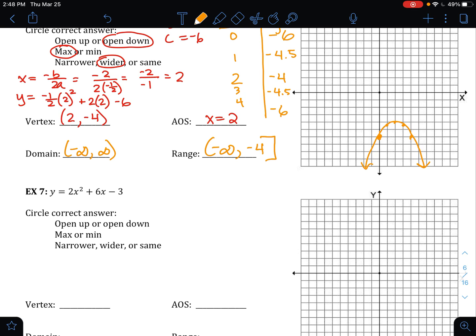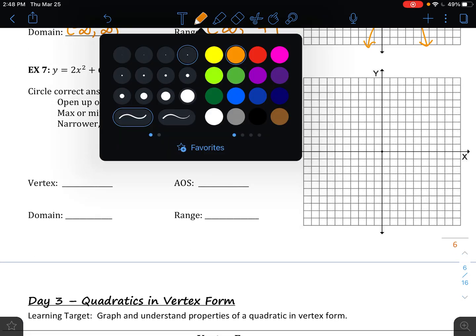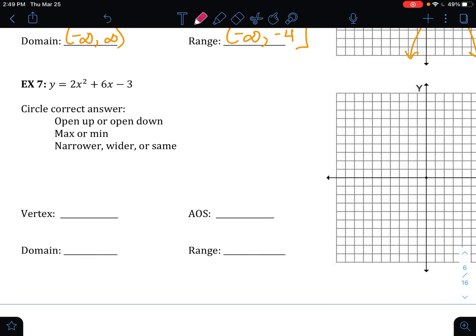Okay, let's wrap this up with one more problem. All right, let's do a, b, and c again. a equals 2, b is 6, c is -3. All right, it's positive, so it's opening up. If it's opening up, that means the vertex is at the bottom, so it's at a minimum. And the number 2 will make it more narrow.